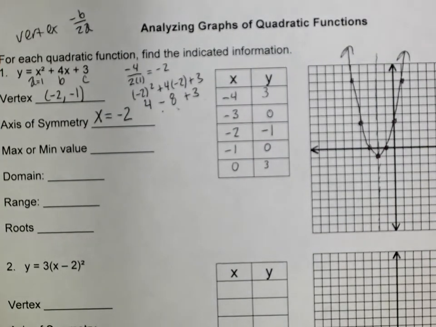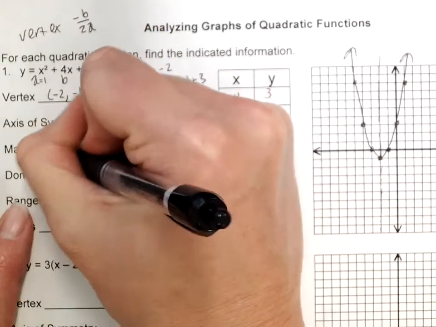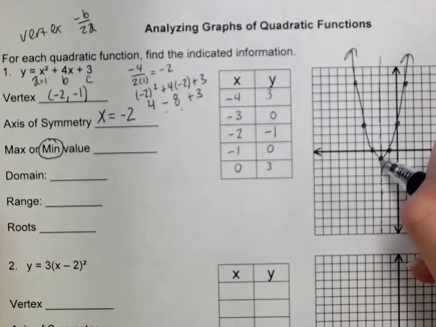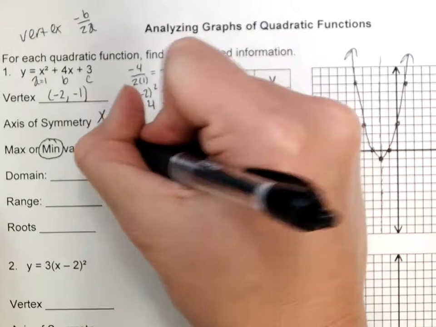Would you say that this graph has a maximum or a minimum value? Okay. It's going to have a minimum value, and that's going to be this lowest point on the graph. That's here at negative 1.